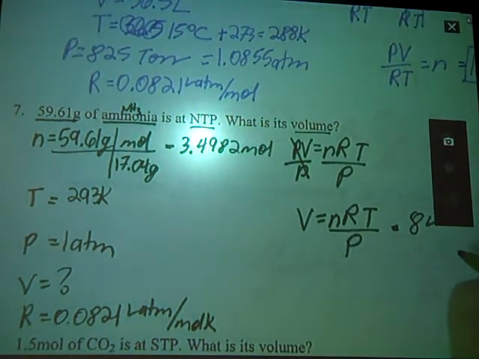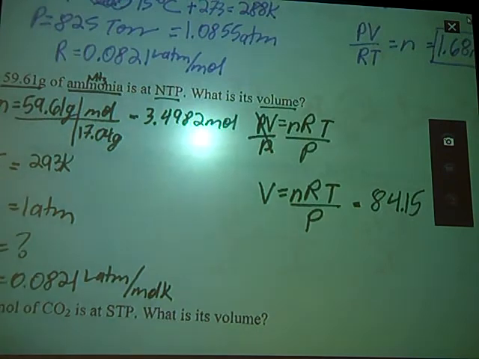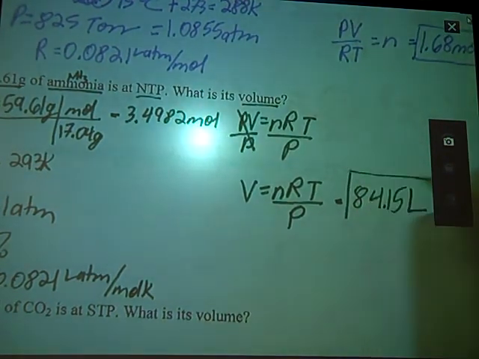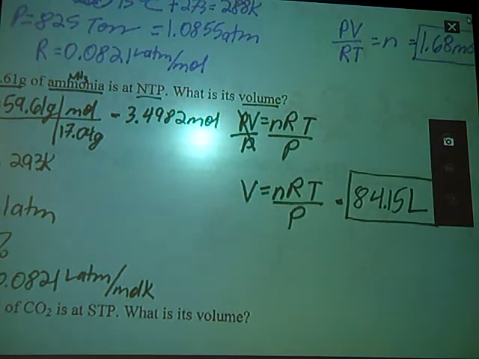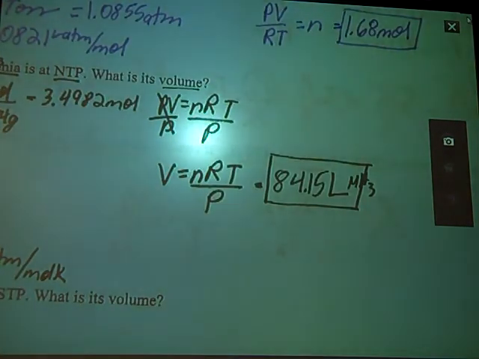How many sig figs can I have? Looks like 4. Whenever we're doing volume in a PV = nRT problem, my answer has to be in liters. Whoops, forgot my thing. There it is. So those are PV = nRT type problems.